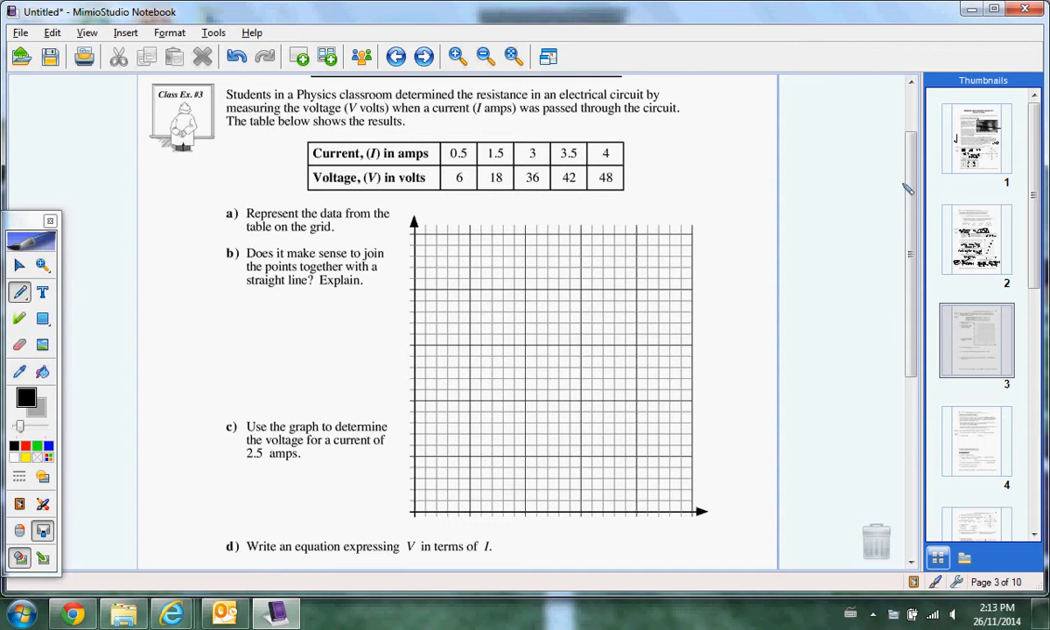Okay, students in a physics classroom determine the resistance in an electrical circuit by measuring the voltage, V volts, when the current, I amps, I guess using I for amps, was passed through a circuit. The table below shows the results. So here's the results. Okay, and then we have represent the data on the grid.